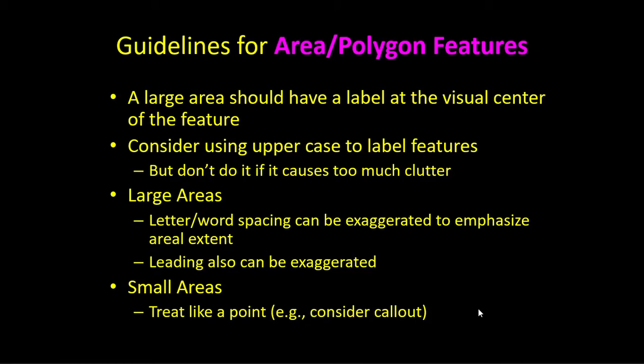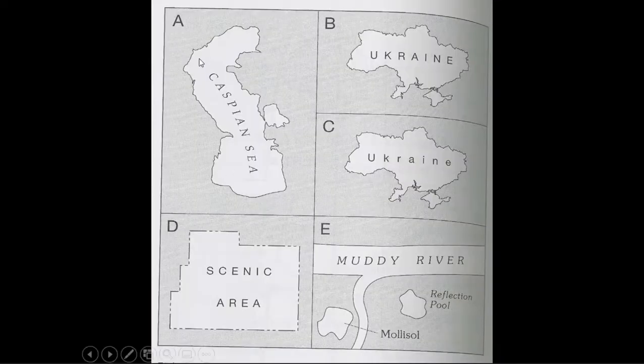But small areas, we typically try to think of these like points. And here you definitely want to consider a callout. And so you often see this in the maps of the United States with the New England states. The small New England states have callouts for those smaller areas. So here we just see different examples.